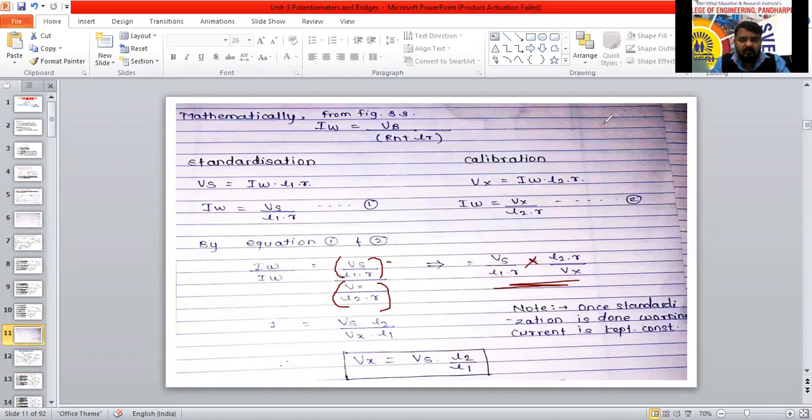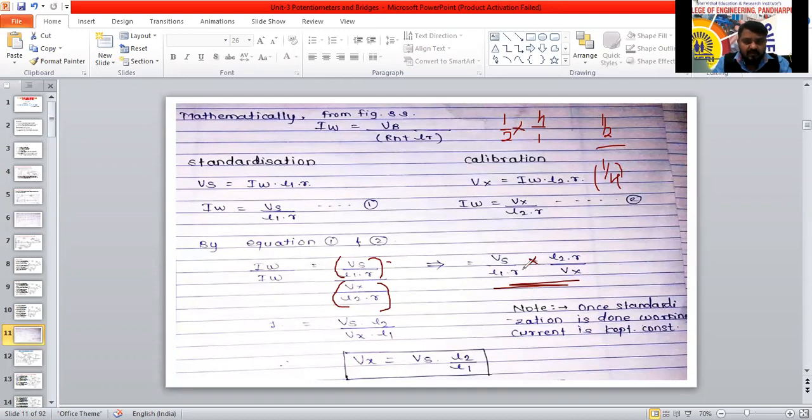The example of 1 by 2 divided by 1 by 4. How will we write this one? 1 by 2 you will write as it is, into 4 by 1, which is nothing but 4 only. We'll write like this. Same thing I have written here.